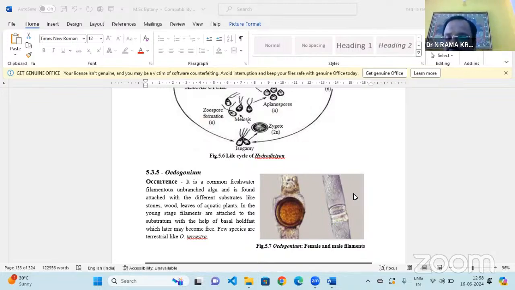Next one, the reproduction system of Enteromorpha. Here also same: vegetative, asexual, sexual. That is most important. Already you know vegetative. Already you know the asexual reproduction system by zoospores. It's common. The sexual reproduction system: here biflagellate gametes are there. The sexual reproduction is effected by the fusion of biflagellate gametes.